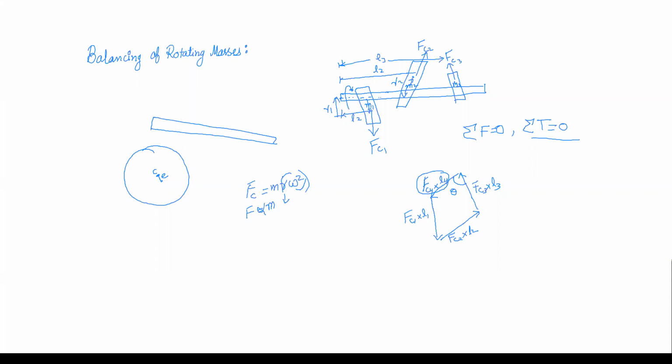So instead of F, we can use M, and then we can write M3 into L3, M2 into L2, and M1 into L1 must be equal to M4 into L4. This length must represent this amount of torque. Let's say we have taken any M. Then what we can do is determine L4.